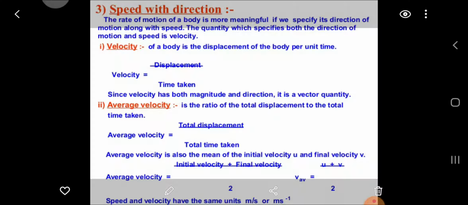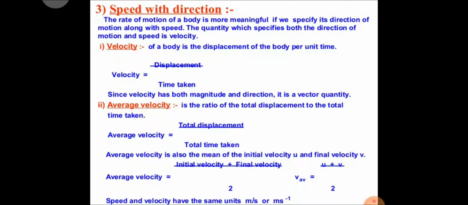Now average velocity is the ratio of the total displacement to the total time taken. When there are multiple velocities, the average velocity is calculated as the ratio of the total displacement to the total time taken. Average velocity is also the mean of initial velocity u and final velocity v, so average velocity is (u plus v) upon 2. Speed and velocity have the same unit, meter per second, but velocity differs with respect to direction. Direction is mentioned in the velocity term.